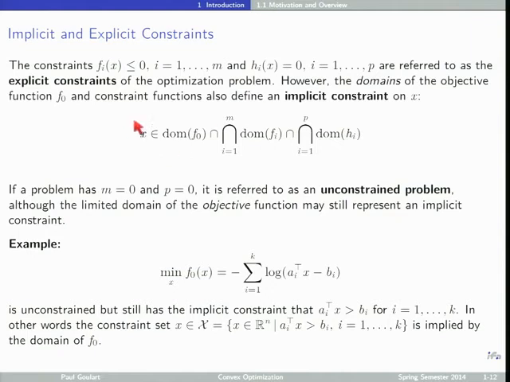But my x always has to live in the domain of the function f, and it has to live in the intersection of the equality constraints and the inequality constraints, or the domains of these things.